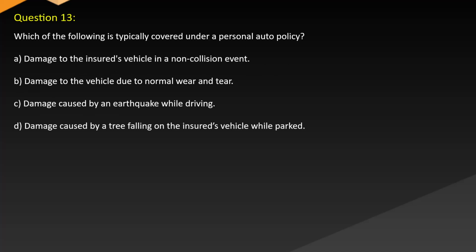Question 13. Which of the following is typically covered under a personal auto policy? A. Damage to the insured's vehicle in a non-collision event. B. Damage to the vehicle due to normal wear and tear. C. Damage caused by an earthquake while driving. D. Damage caused by a tree falling on the insured's vehicle while parked.